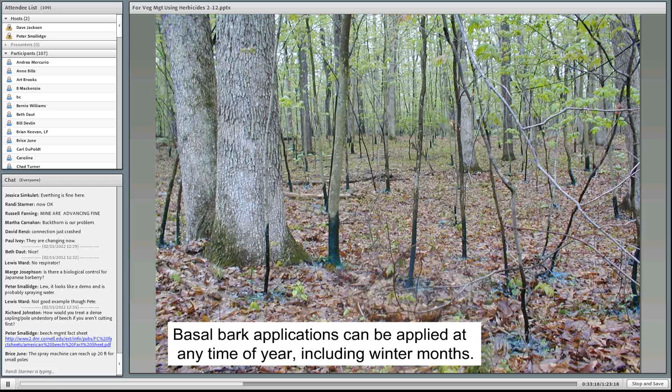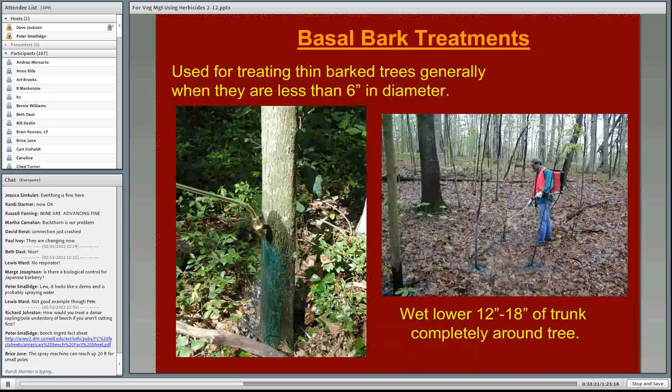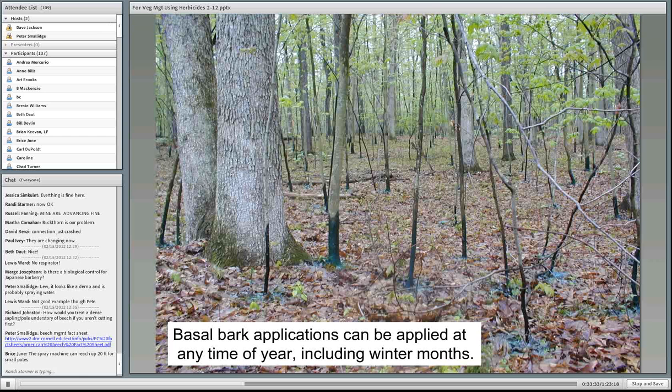The beauty of basal bark applications is they can be done any time of the year. You're simply wetting the lower 12 to 18 inches of the trunk completely around the tree. You're using an oil as a carrier so that it's absorbed through the bark of the tree. And as I said, it can be done any time of the year, including winter months, except when snow prevents you from spraying to the ground line there.